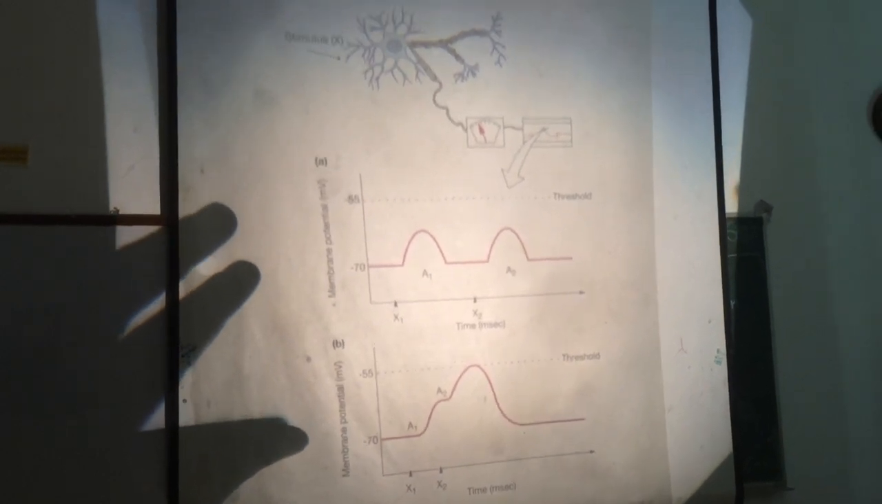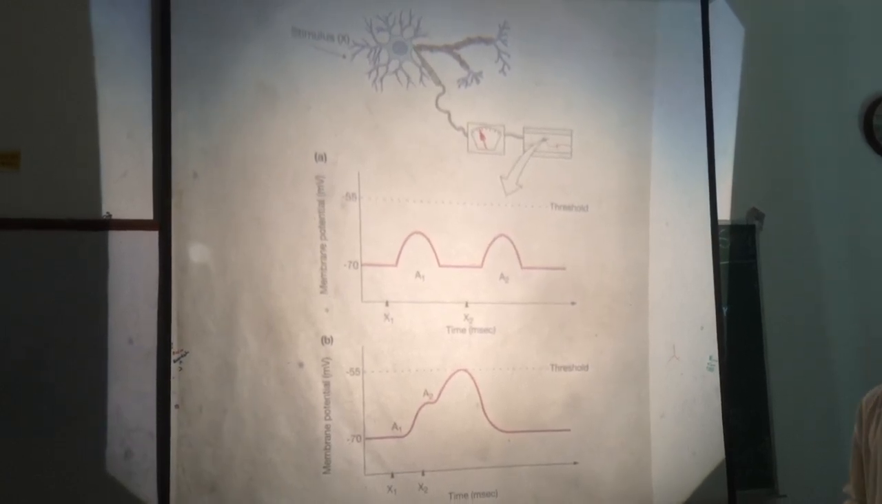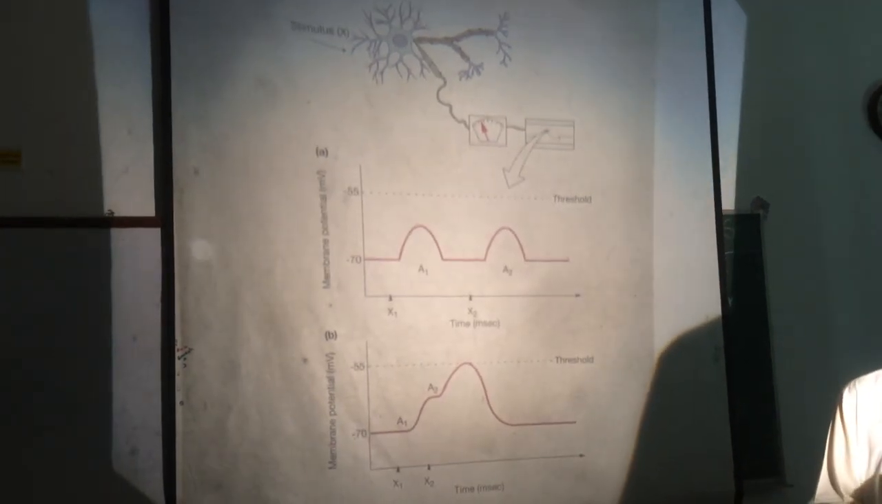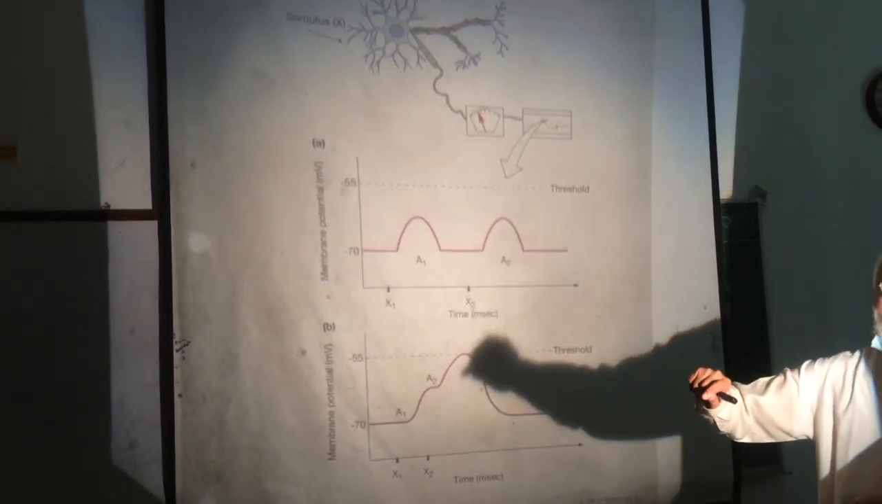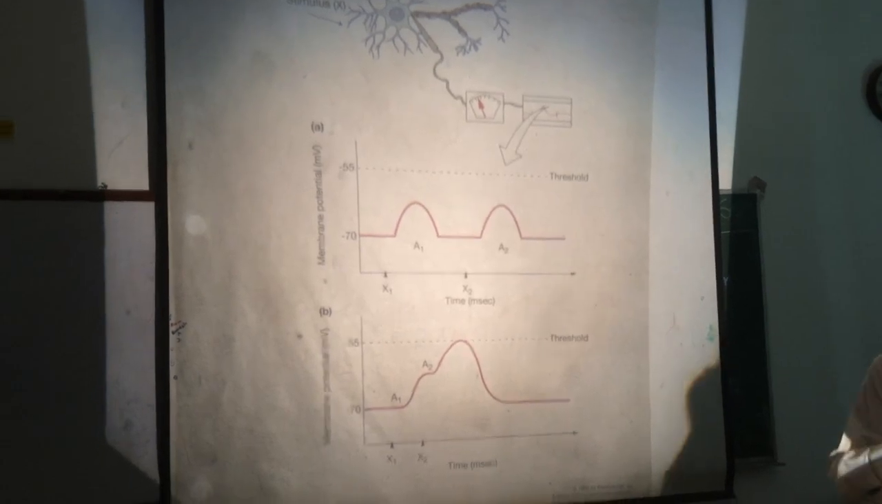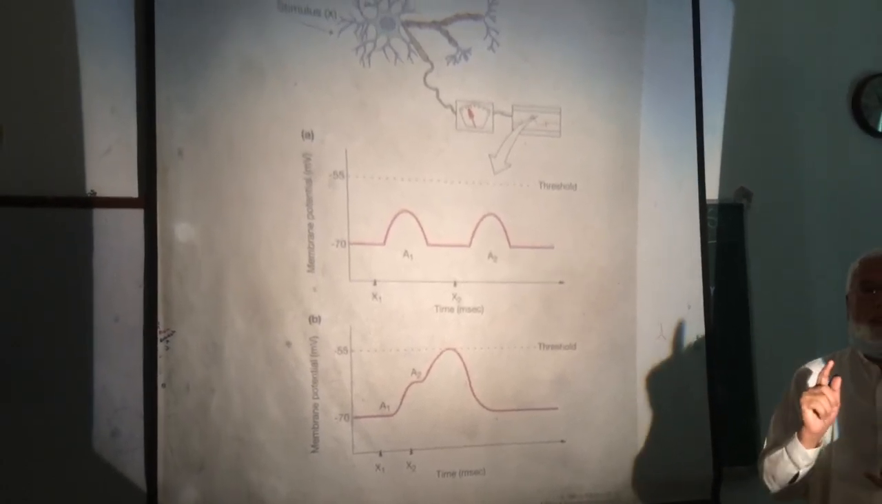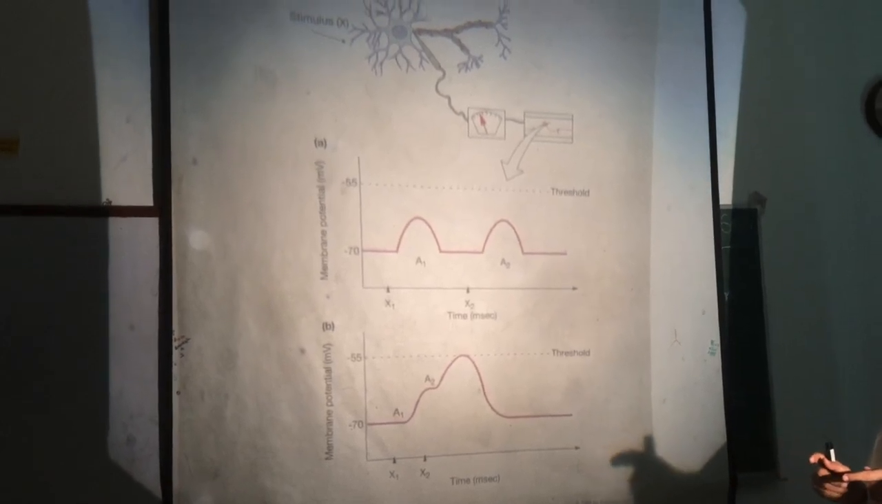There are two types of summation: temporal summation and spatial summation. In temporal summation, nerve impulses are transmitted along the same number of synaptic nerves repeatedly.